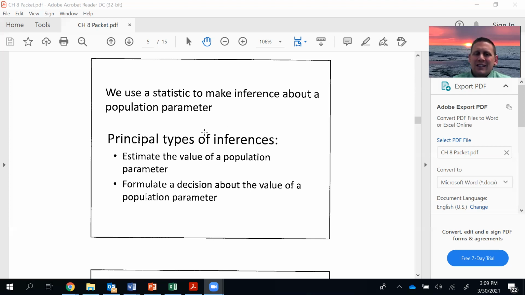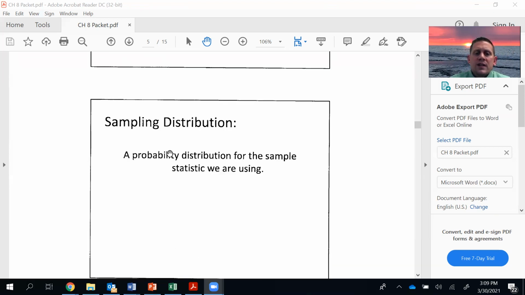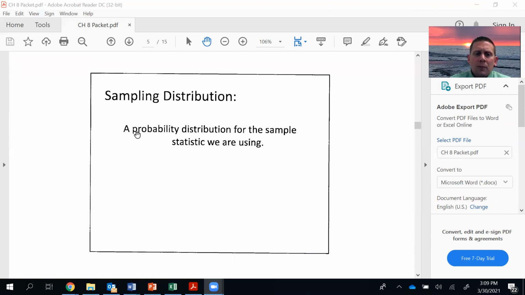That's kind of the idea, all right? Sometimes we're going to estimate the value of the population from a sample, all right? And then we formulate decisions from that information, all right? There's a lot of people that have jobs that are taking sample data and applying it to populations. Sometimes they are spot on and sometimes they're a little inaccurate. The repeating of the process sometimes is what needs to happen to make them more accurate. Okay, so we'll get into a sampling distribution, a probability distribution for a sample statistic we are using.